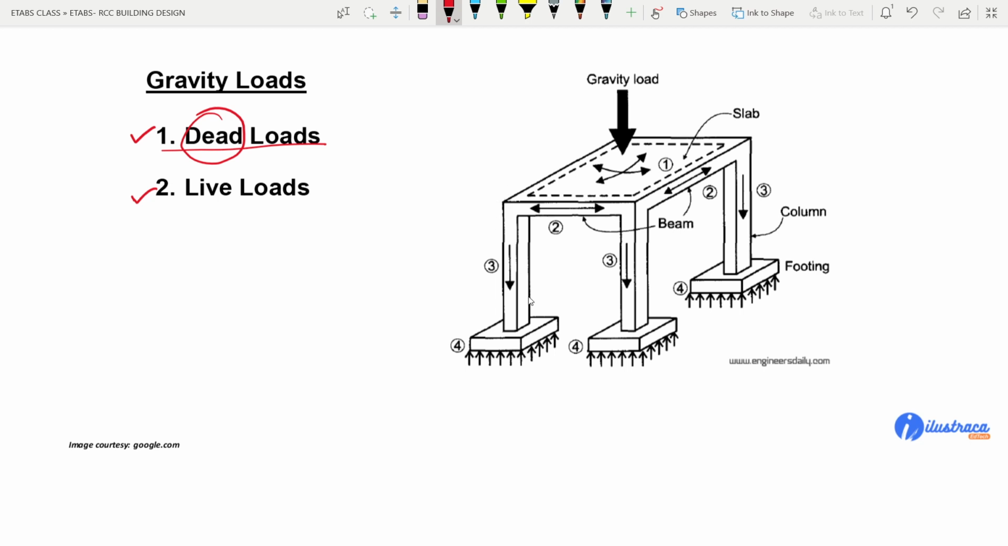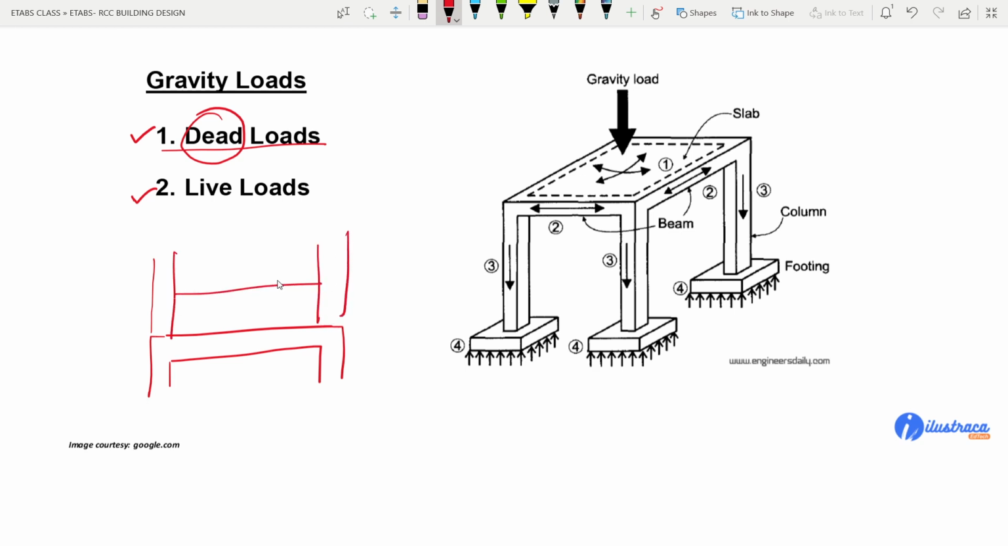Like if you are constructing a wall, suppose this is the beam, this is the column, and you have constructed a wall here. Here obviously there will be columns, and you have constructed walls here.